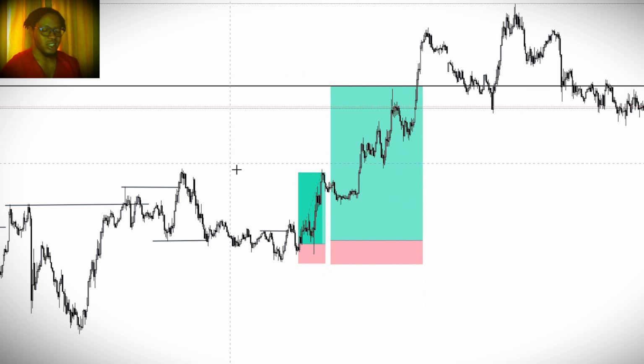Now like I said, I entered for this trade on GBP USD, also on Euro USD. Now let me show you what happened on Euro USD. Almost the same analysis. Now let's go to Euro USD.